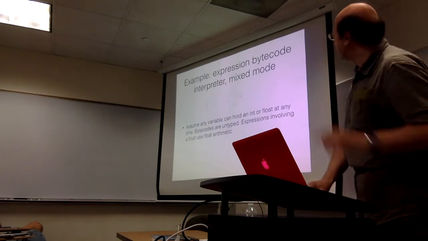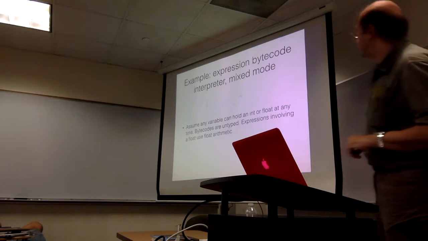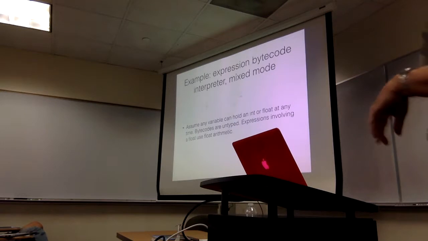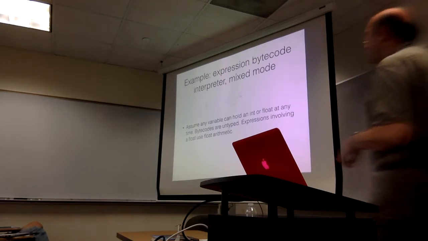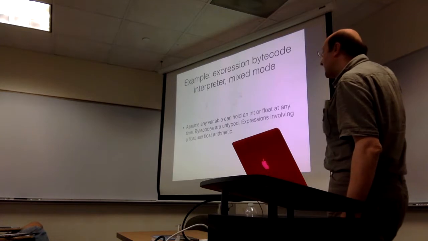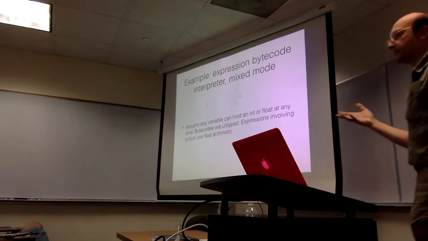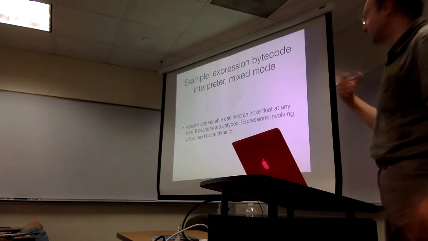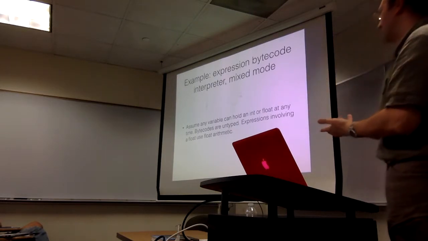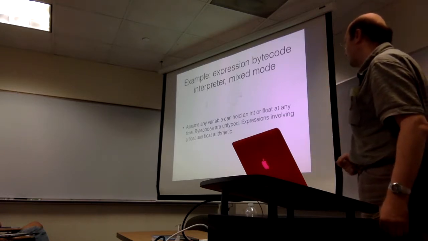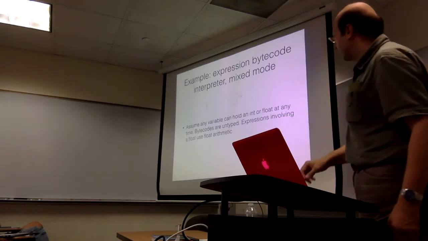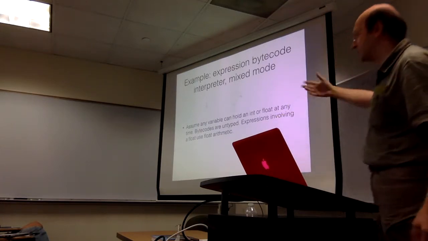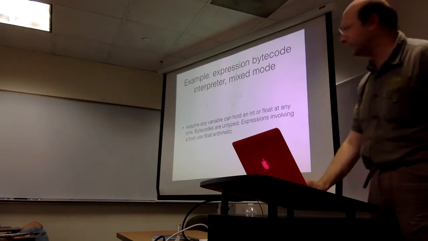Okay, so let's have a look at an example of this. What I'm going to do is take that little expression bytecode interpreter and change the assumption so that any variable can hold an int or a float at any time. So now it's not a typed system, and the bytecodes are untyped in that they just tell you what operation you're supposed to perform, and the underlying representation has to figure out what's going on. The rule I'm putting in place here is that if you write an expression using floats, then you widen to floats wherever necessary.